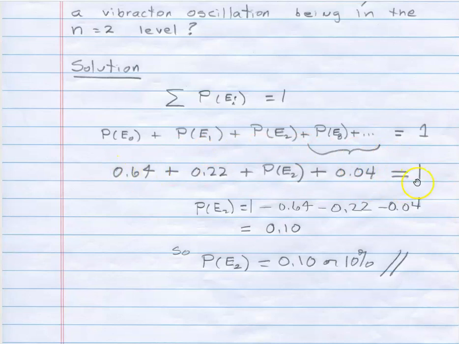So I know everything in that except for the probability of energy level 2, which I solve for, and get 0.1. So the answer to this one is the probability of the vibration state being in energy level 2 is 0.1 or 10%.